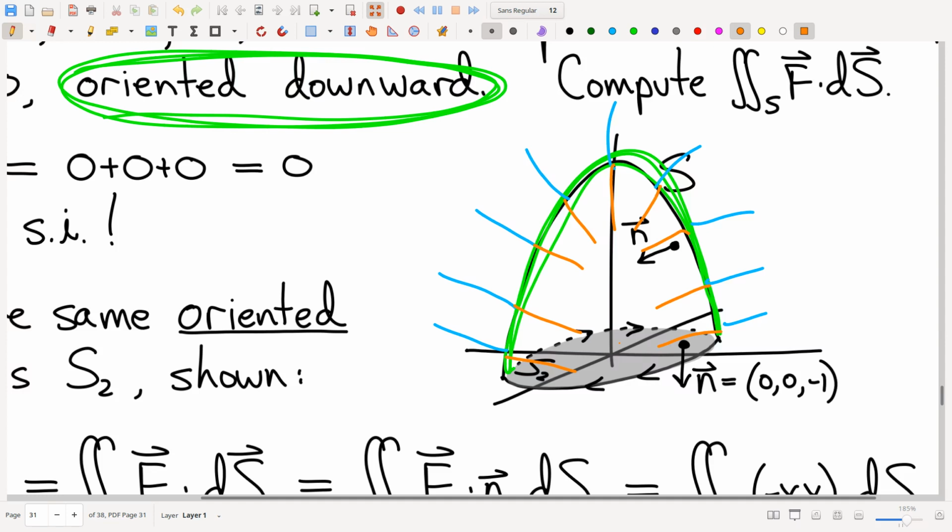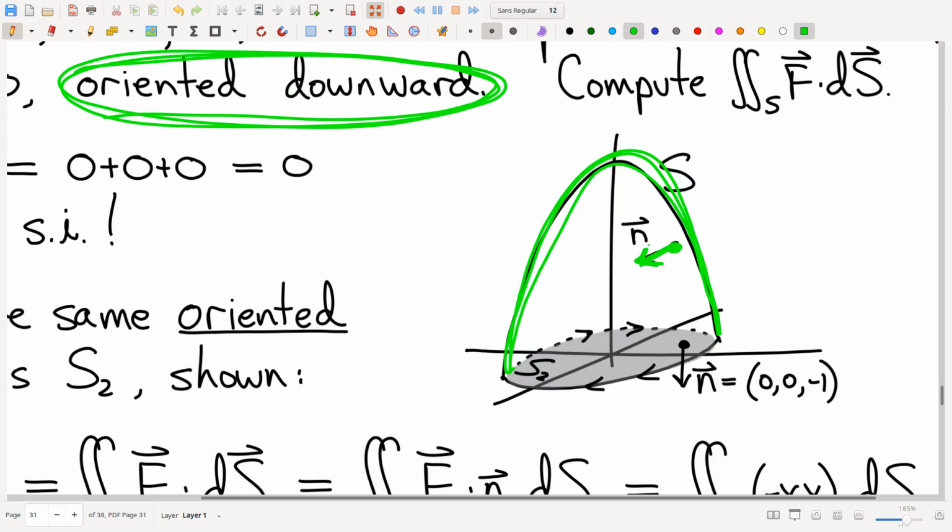So between the orange and the blue, all the blue vectors are somewhat upward. All the orange vectors are somewhat downward. Downward must mean the orange one. Is that cool? Everybody happy with that? All right, so oriented downward means that my normal vectors are, what you might want to call inward, I suppose. Again, it's a little sloppy to call it inward, but nobody's confused if you say inward.